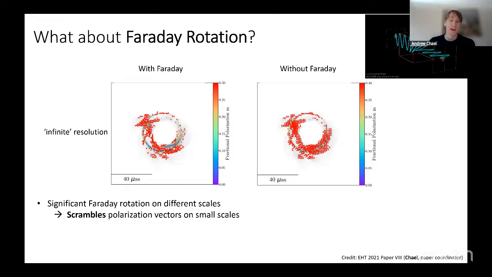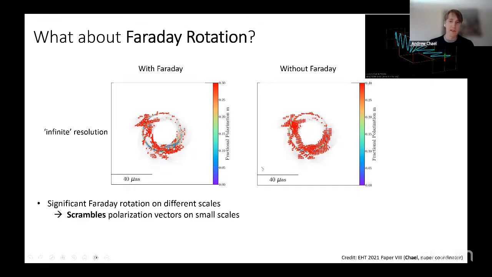But it also, we think, is very responsible for one of the key features of our polarized images, which is that we see them to be relatively low polarization. That's illustrated here in these two different models, which are the same snapshot of simulation, one without any Faraday rotation and one with Faraday rotation.